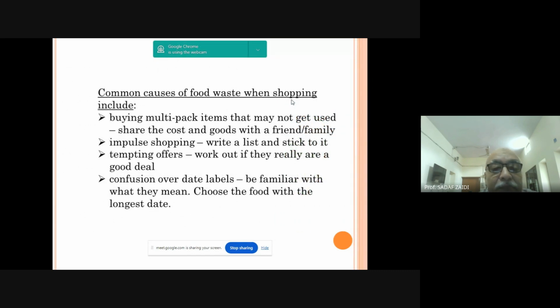Then, now what are common causes of food waste when you are shopping? One thing is buying multi-pack items that may not get used.